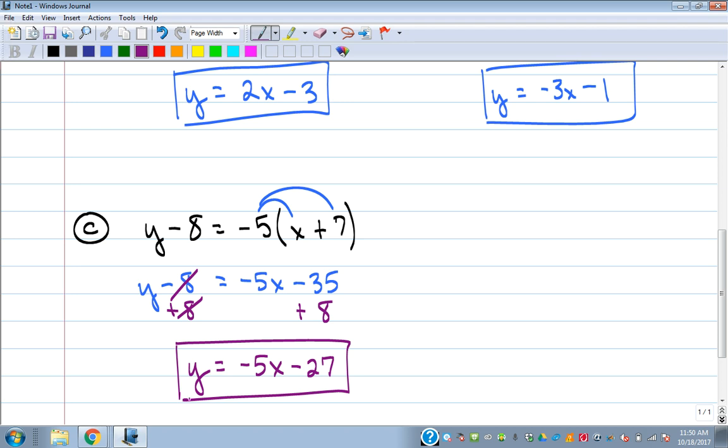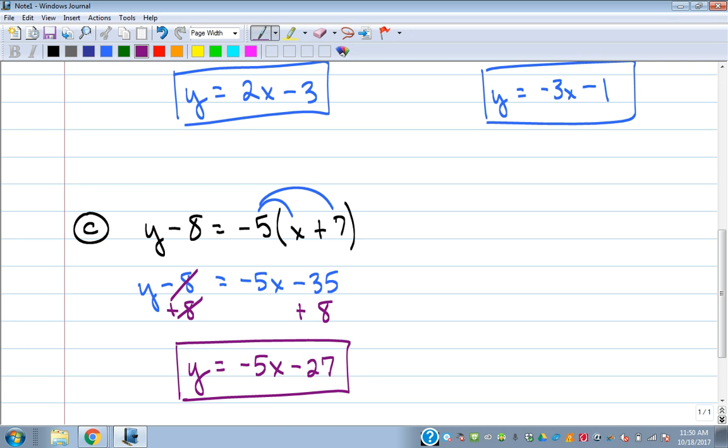When they give you the point-slope form already, really it's 2 steps and you're in slope-intercept form. The distributive property and then move whatever's over there with y and you're in slope-intercept form. Okay. It ain't that easy all the time. We're going to step it up a little bit as we go here.